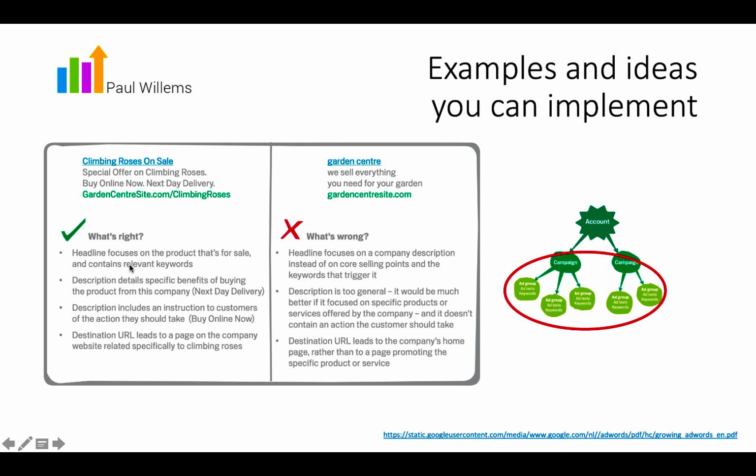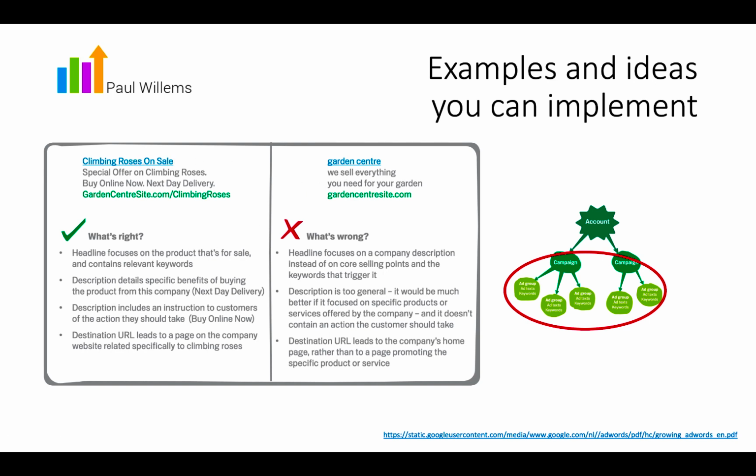So let's first take a look at the headline. The headline focuses on the product that's for sale and contains relevant keywords. Here's really specific information: climbing roses on sale. And here it's just garden site. So if somebody is searching for the words climbing roses or climbing roses on sale, it will pop up immediately in the title here and not in this one.